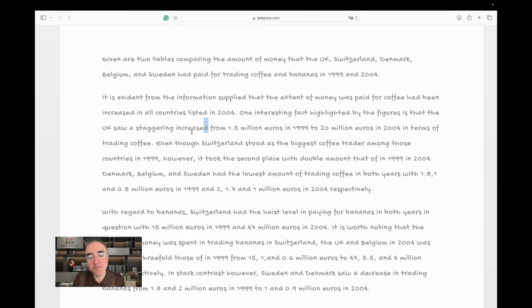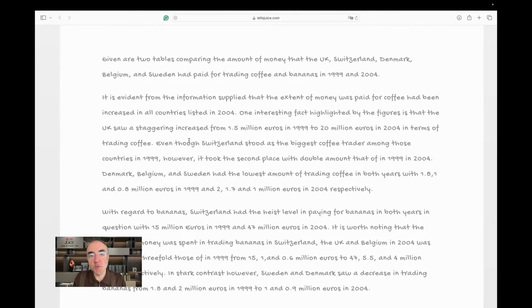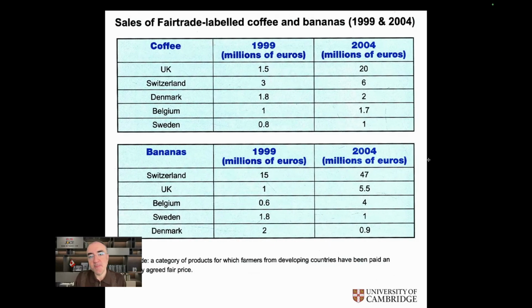A staggering increase from 1.5 million euros in 1999 to 20 million euros in 2004 in terms of trading coffee. Good. That is correct. The UK, 1.5 to 20, 1999, 2004. Good. Even though Switzerland stood as the biggest coffee trader among those countries in 1999, however, it's rather overused. We already have even though. Punctuation is correct, but I wouldn't use however here. It took the second place with double the amount of 1999 in 2004. Yes, Switzerland doubled the amount.